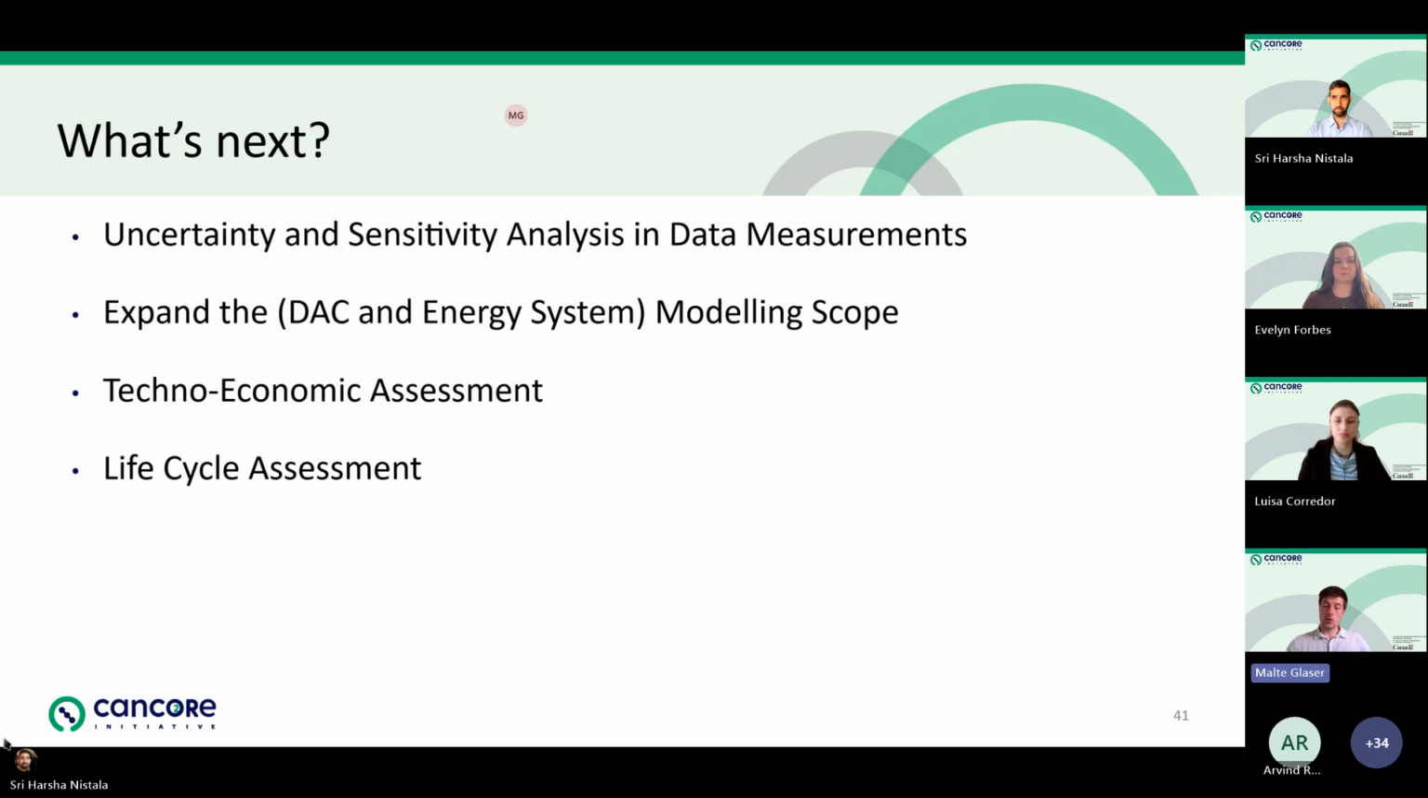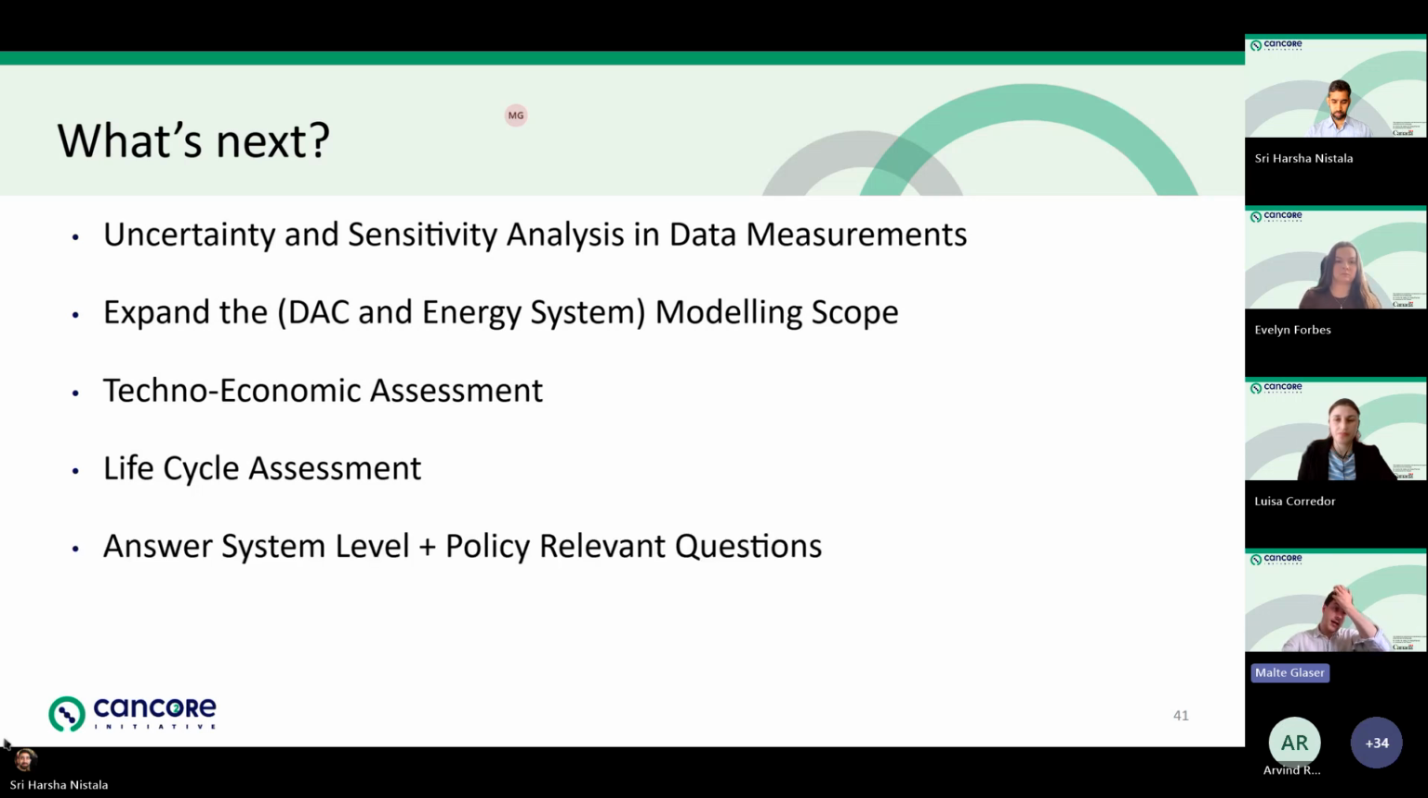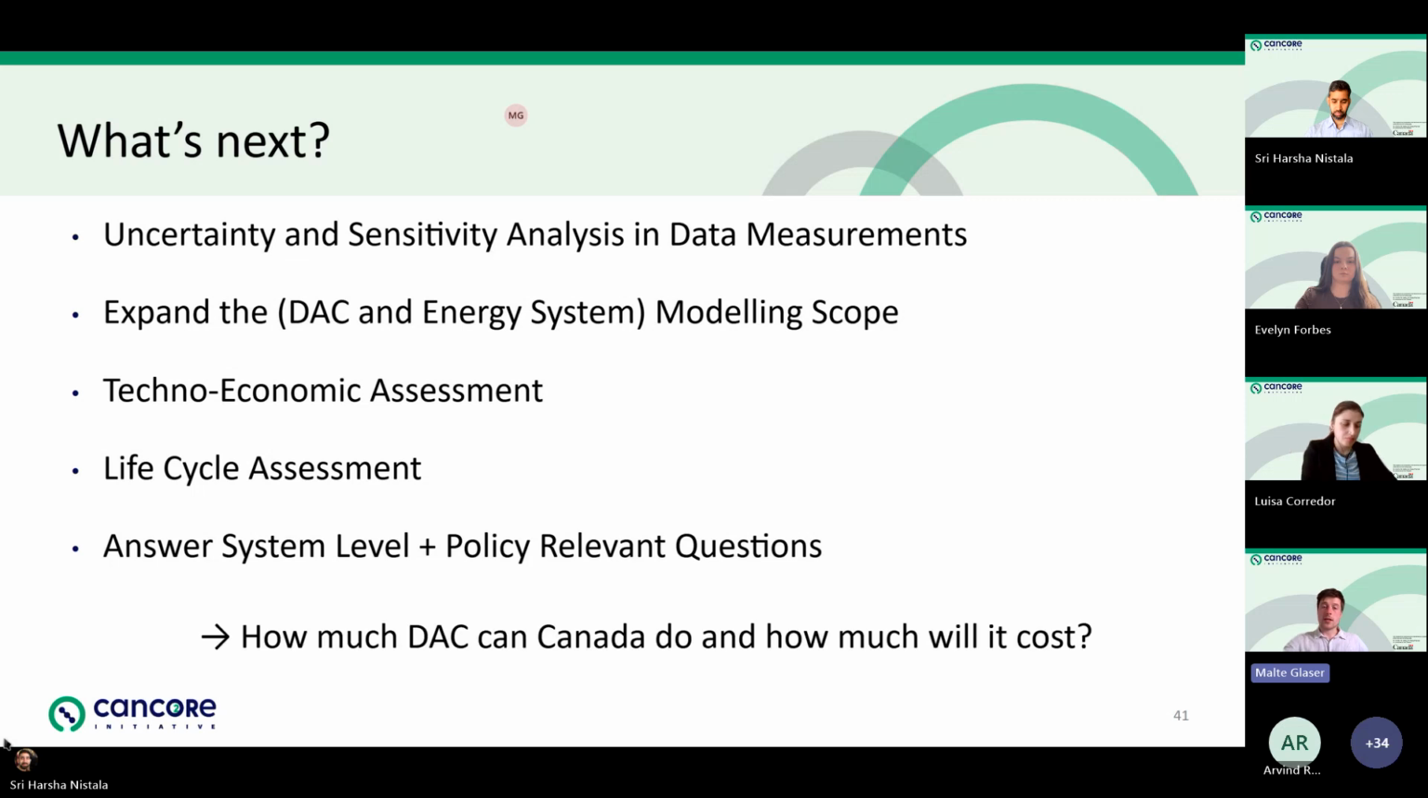And there are a lot of unknowns because we don't necessarily know what the climate impact of the solvents is, for example. So these are the big four things that still need investigation. But we're pretty confident that we can get to some stages there at least, and then combine everything into a major framework that allows us to answer some system level and policy relevant questions that we summarized in a very easy and straightforward way: how much direct air capture can a country like Canada do, and how much will it cost us? But yeah, that's pretty much it for now.